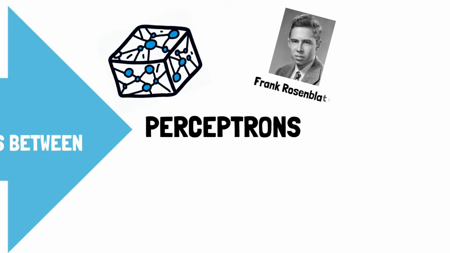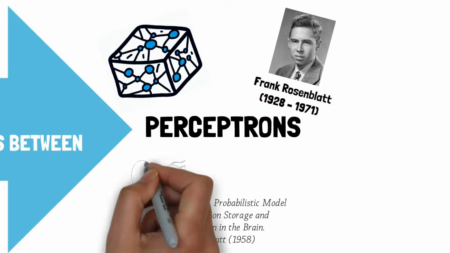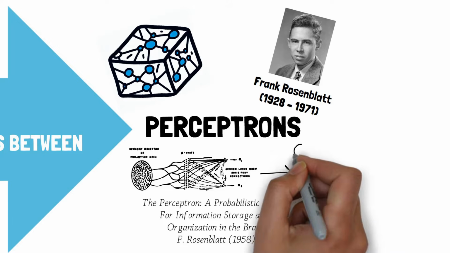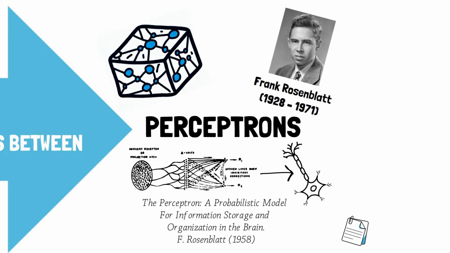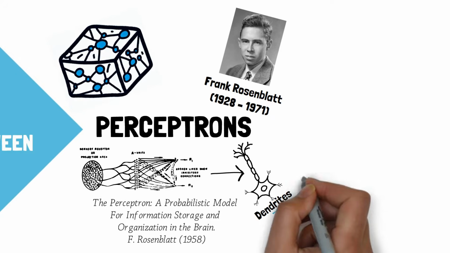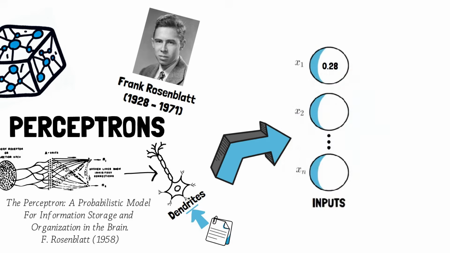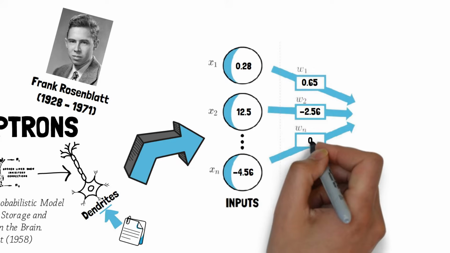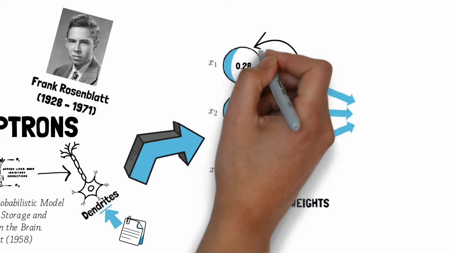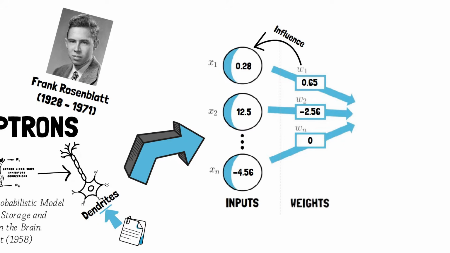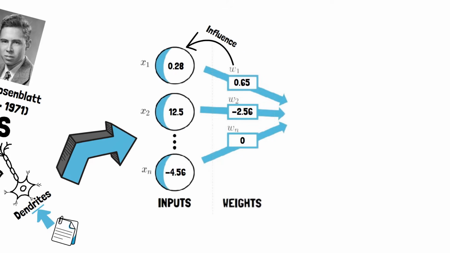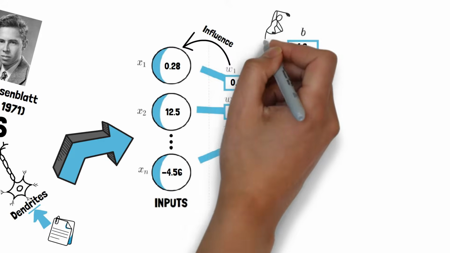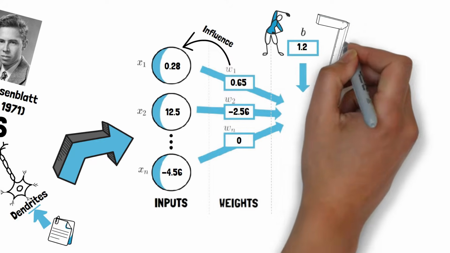Proposed by Frank Rosenblatt as far back as the late 50s, a perceptron mimics the fundamental behavior of a biological neuron. Think of it as a node that receives various inputs through its virtual dendrites. Each input is a number and comes with associated weights. These weights can be positive, negative, or even zero. They determine the influence of each input on the perceptron's output. Additionally, each perceptron also has a bias term. The bias allows the perceptron to have flexibility, enabling it to fit data better.